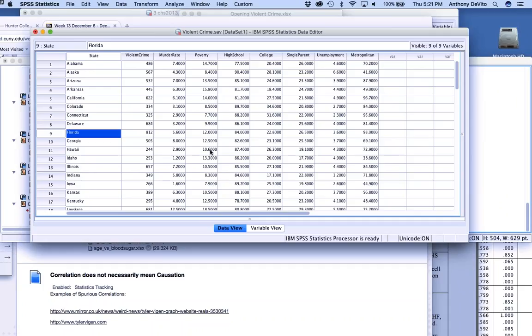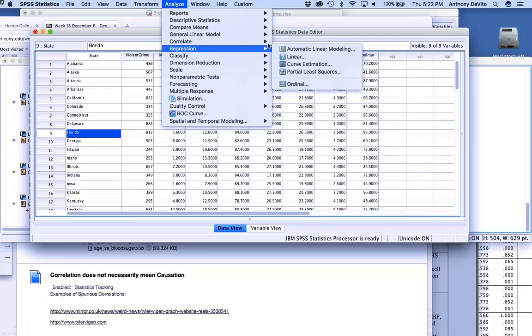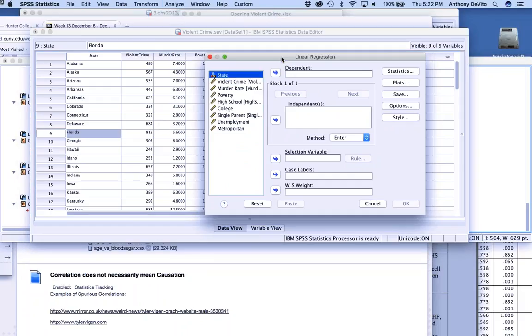So that's our correlation. But now let's say we want to quantify that. We want a formula that will help us predict, if the poverty rate is such and such, what can we expect the murder rate to be? I'm going to go to Analyze, and that is where we use regression. In this case, it's linear regression. We're going to assume it's a straight line relationship like the one we drew.